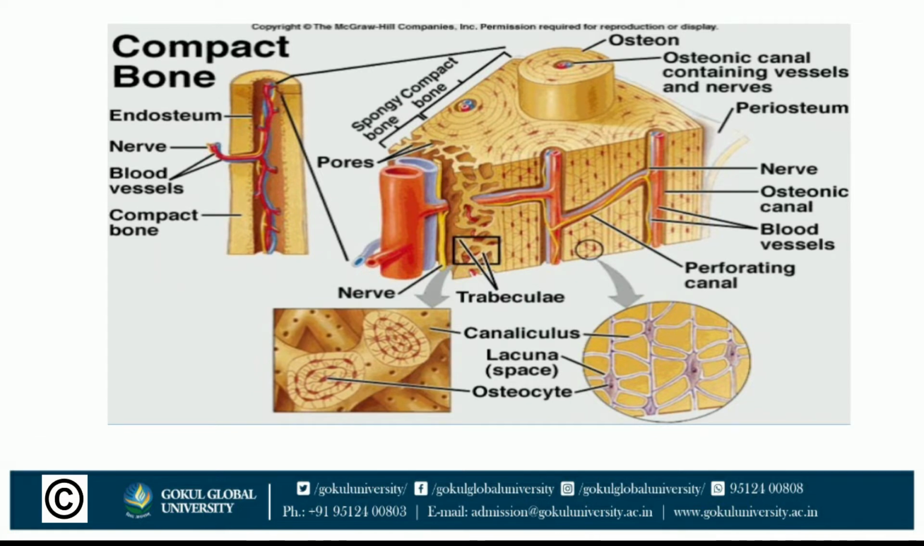This is the diagram of compact bone. In this diagram you can see first endosteum, now blood vessels. Moving to the second diagram, pores, spongy and compact bones, osteonic canals containing vessels and now periosteum. In the first diagram we have seen endosteum, then periosteum, now osteonic canal, blood vessels, perforating canals, then trabeculae, lacunae, osteocytes.